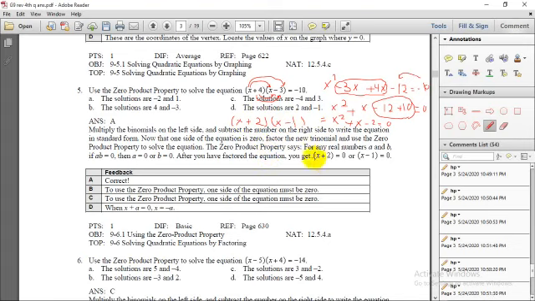x plus 2 equals 0 and x minus 1 equals 0. So let's solve. Positive 2 will go to the other side with negative, so x equals negative 2. What about here? Negative 1 will go to the other side with positive, so x equals 1. Very good. So my answer will be negative 2 and 1, which is A.